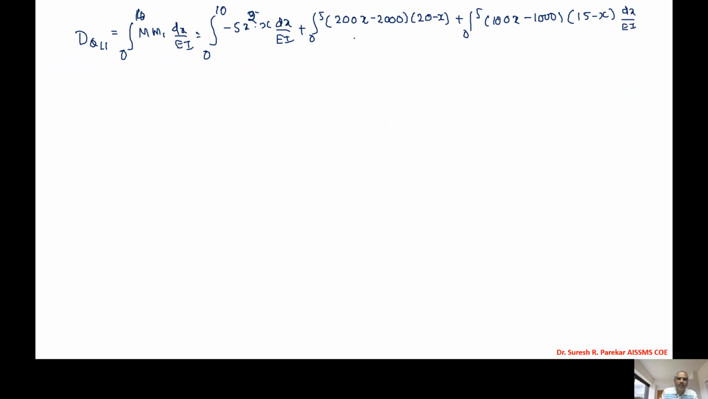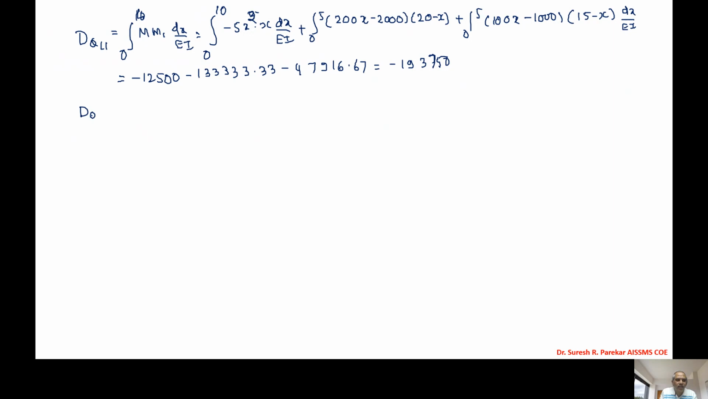And if you solve this, then we will get it as minus 12500 minus 1. Then we have 5 times 3.33, and then minus 47916.67, which will give me minus 193750. So sign convention may get plus minus different.